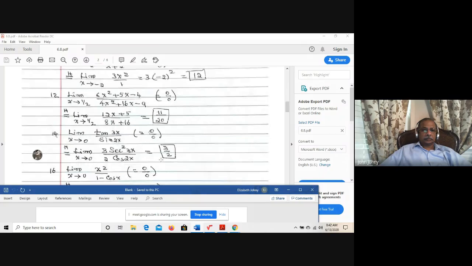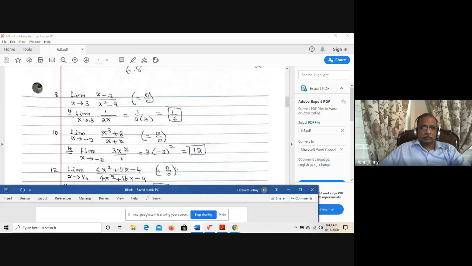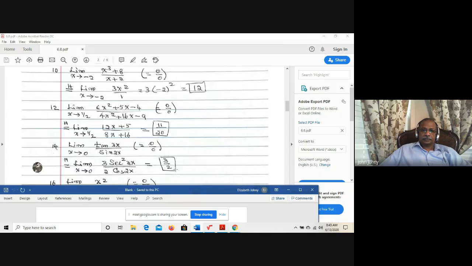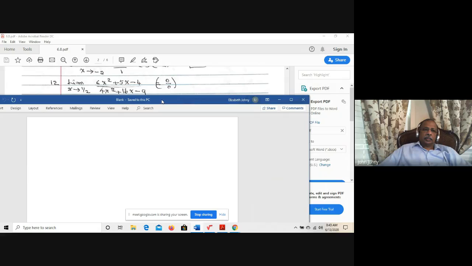Number 12. Limit x approaches 1/2, 6x squared plus 5x minus 4, all divided by 4x squared plus 16x minus 9. Substitute x equal to 1/2. You may substitute and see. I did not show the step there, so I'm going to show the step. Let me put the calculator here.